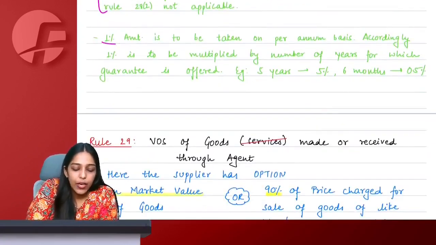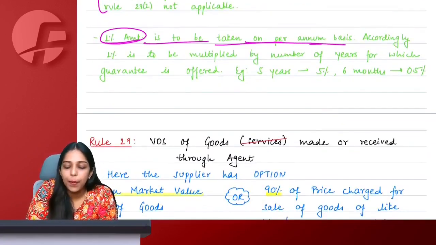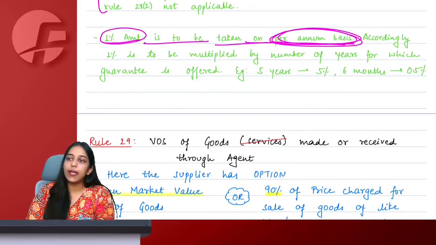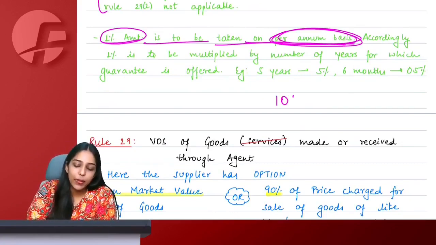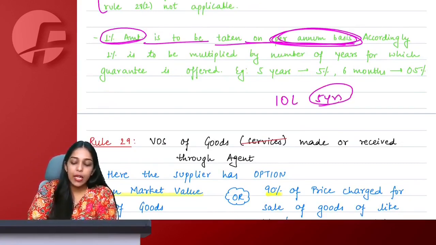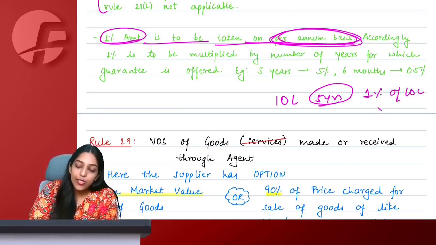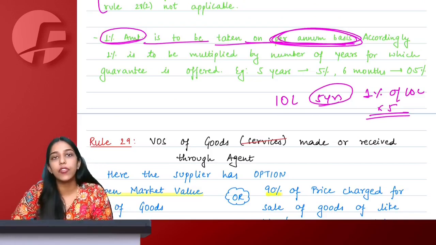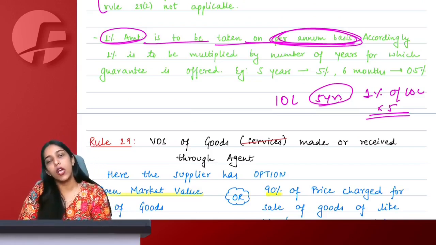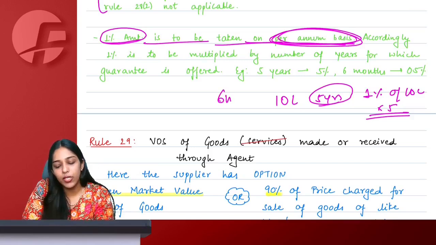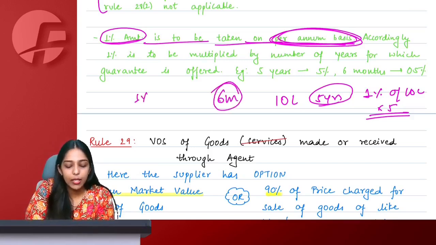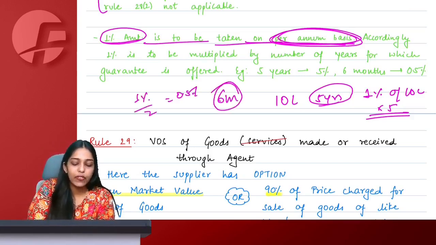Then we say the 1% amount is to be taken on a per annum basis. So let's say my recipient is taking a loan of 10 lakh rupees for 5 years. Then 1% of 10 lakh is only for 1 year. It has to be multiplied by 5 if the tenure of the loan is 5 years. Or let's say my recipient is taking a loan only for 6 months. Then 1% divided by 2, so it will be simply 0.5%.